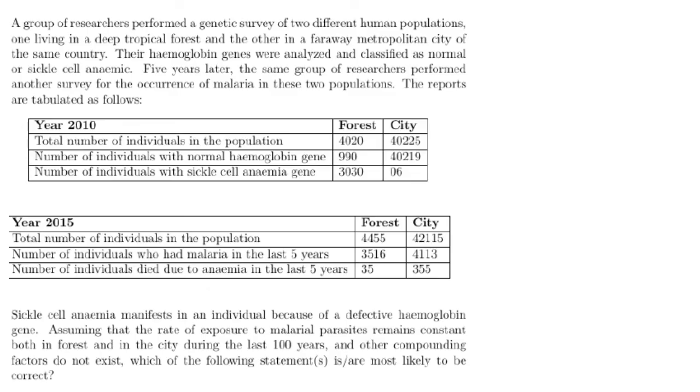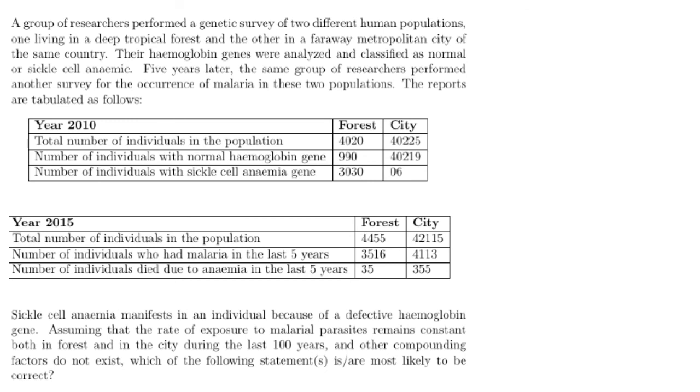A group of researchers performed a genetic survey of 2 different human populations, one living in a deep tropical forest and another in a faraway metropolitan city of the same country. Their hemoglobin genes were analyzed and classified as normal or sickle cell anemic. 5 years later, the same group of researchers performed another survey for the occurrence of malaria in these 2 populations. The reports are tabulated as follows.